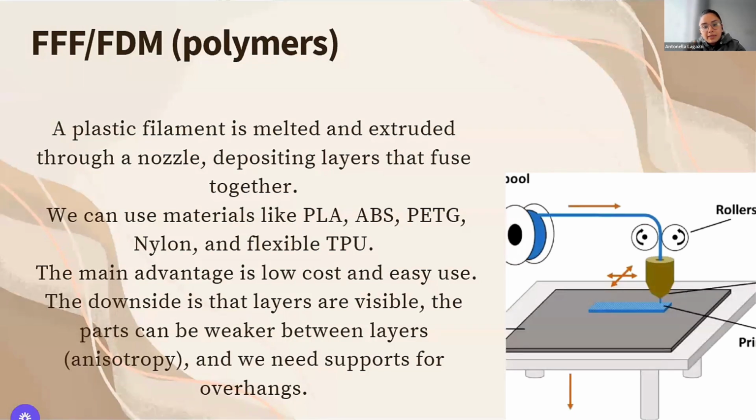The main advantage is low cost and easy use. This is, like I said, the most common accessible polymer process. The downside is that layers are visible. The parts can be weaker between layers, a term known as anisotropy. And we need support for overhangs. This is a huge problem in this technology.